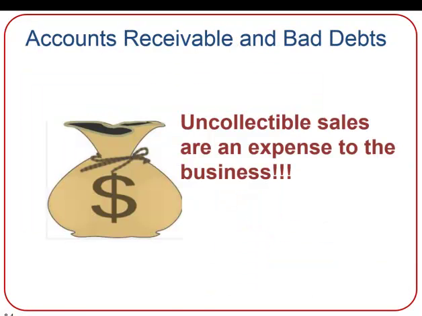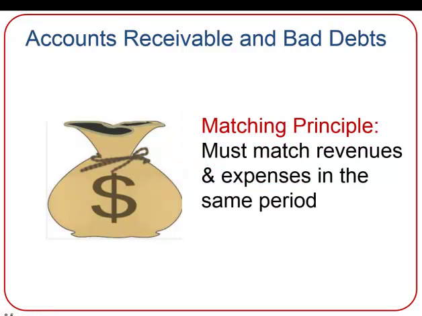And every business will probably face customers that fail to pay. So whether they choose not to or just can't, those uncollectible sales become an expense to the business. Since we follow the GAAP rules in accounting, that is the generally accepted accounting principles, we have to make sure we adhere to the matching principle. If you remember when we talked about accruals and deferrals, we talked a lot about that matching principle.